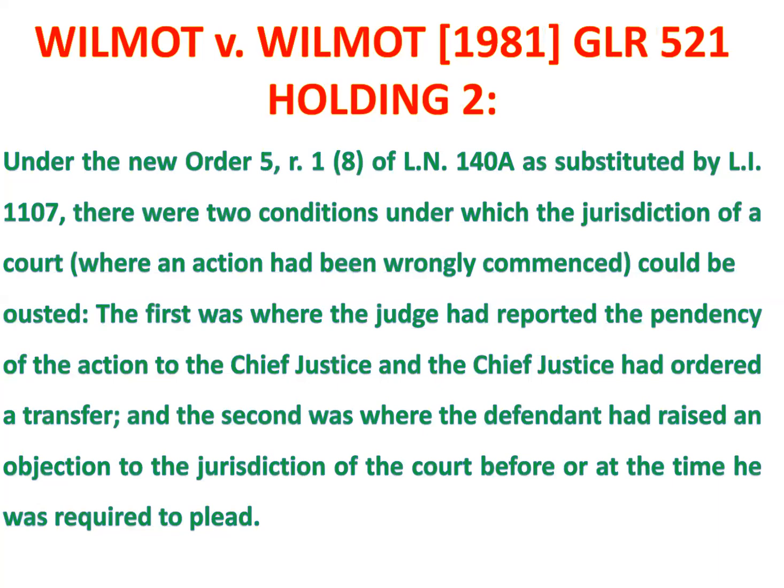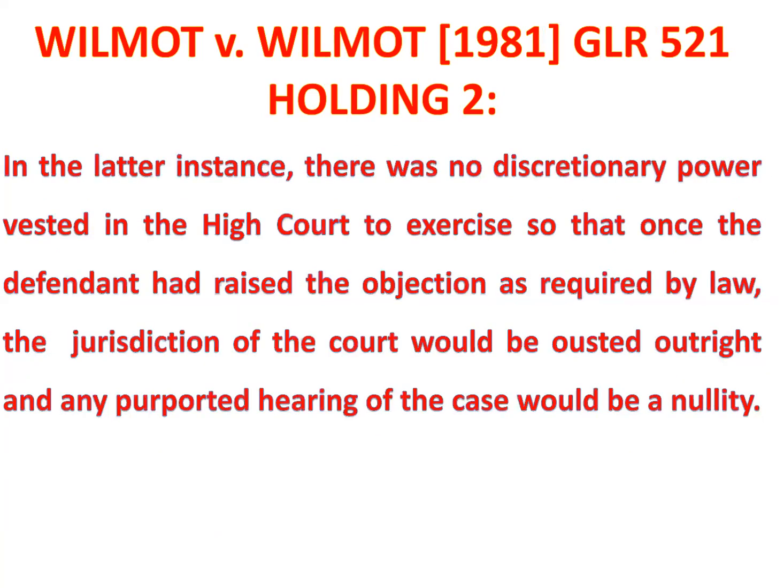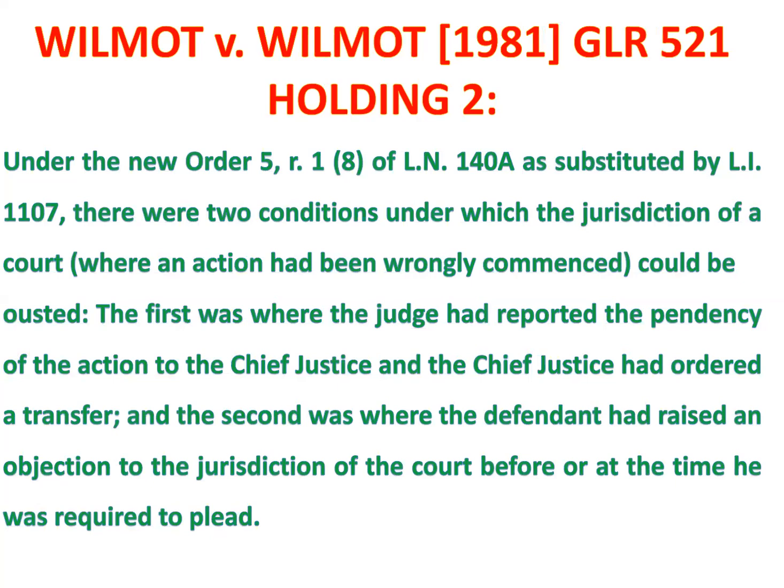Look at the case also of Wilmot and Wilmot. Similar provision. It says that under the new Order 5 of so and so rules, there were two conditions under which the jurisdiction of a court where an action had been wrongly commenced could be ousted. The first was where the judge had reported the pendency of the action to the Chief Justice, and the Chief Justice had ordered a transfer. And the second was where the defendant had raised an objection to the jurisdiction of the courts before or at the time he was required to plead.